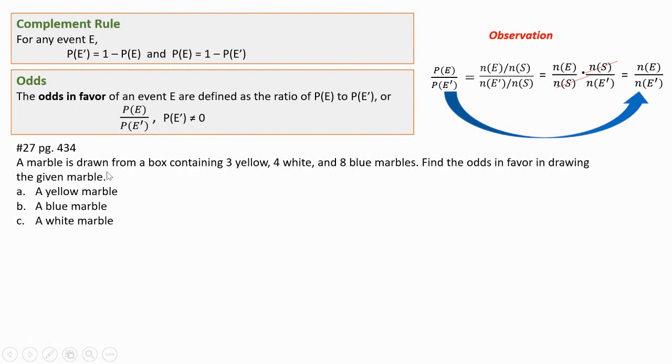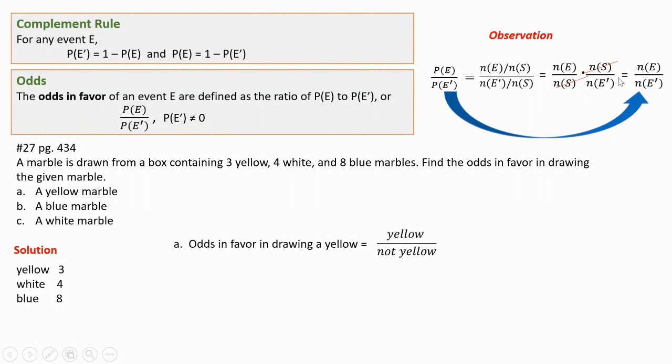So let's do an example of the odds in favor. It says a marble is drawn from a box: 3 yellow, 4 white, and 8 blue. Find the odds in favor of drawing a given marble. Solution. Right, so there we have 3 yellow, 4 white, and 8 blue. So the odds in favor of drawing a yellow, which means yellow over not yellow. That's what it's saying here. So how many are yellow? Yellow will be 3. Not yellow will be 4 plus 8, which is 12, right? Because the white and blue are not yellow. So the answer will be 3 over 12, 1/4. But we have to write it as 1 to 4. That's what that means. This is what they want.